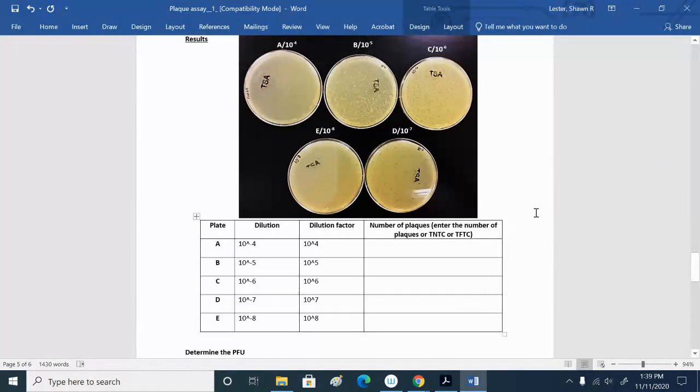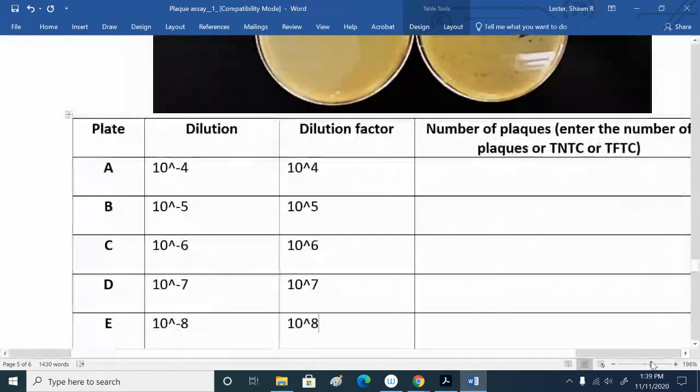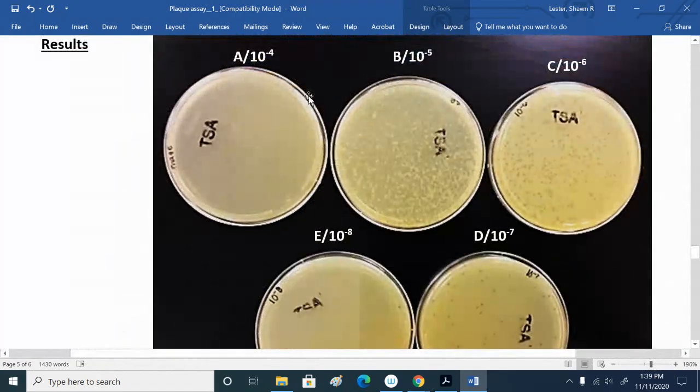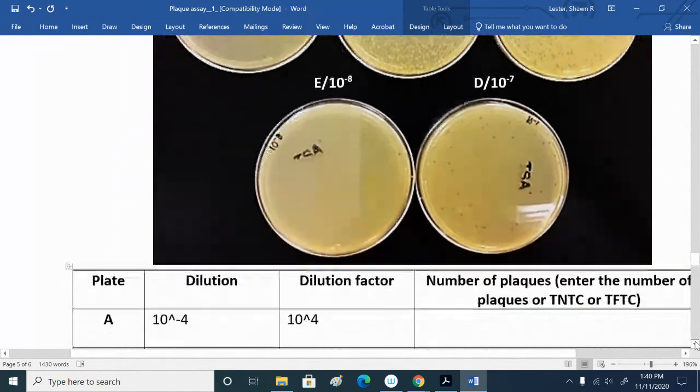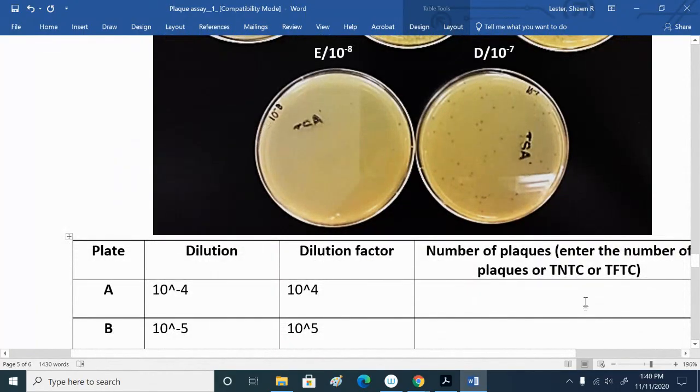Now, number of plaques. So when we look at the pictures here, like our first plate, and actually the second plate too, what we actually see is mostly plaque, mostly phage. Very little E. coli on the first plate, and just a little bit scattered here and there. Otherwise, it's basically almost all plaque. So what would you call that? TNTC. Right, TNTC.